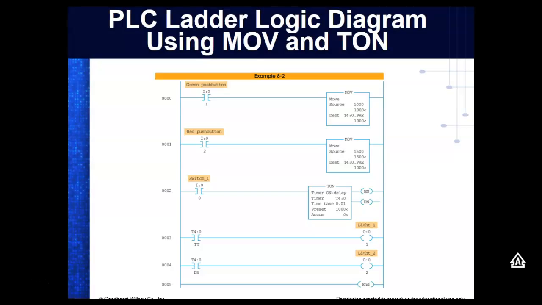So here, when I close switch 1, it's going to load preset register on 1,000. What about low? What's it going to load? What if I close switch 0 and switch 1 and switch 2? What would it load?